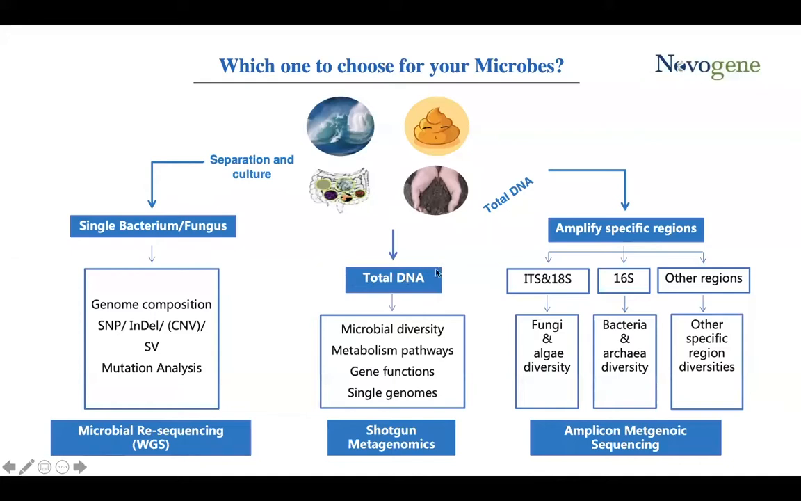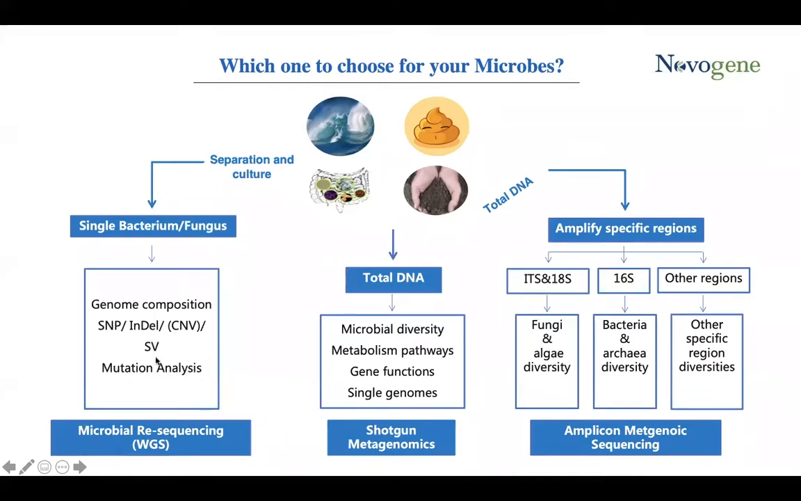And here I made a cartoon that shows the comparison among resequencing, shotgun metagenomics, and Amplicon metagenomic sequencing, which are the three most common sequencing services you can find on the market. So after we are done sampling from water or feces or soil or gut samples, if we want to study a single bacterium or fungus, we will do culture and separation. The most common goals are studying the genome composition, single nucleotide polymorphism, insertion or deletion, and structural variation.